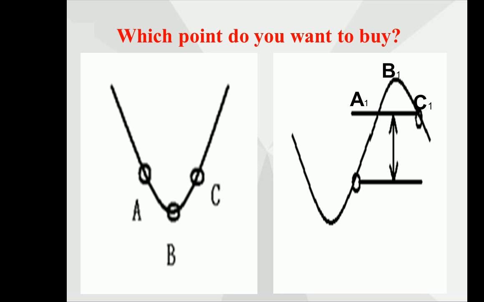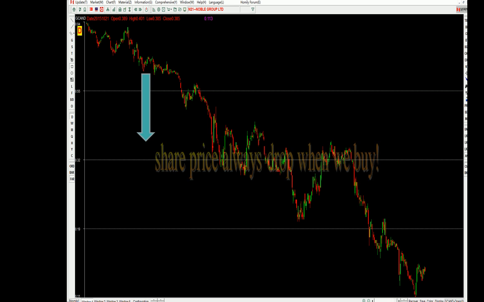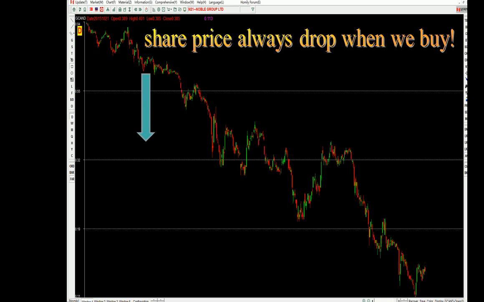If you know this theory, which method is good? Let's see this stock. Maybe this is most of our question: the share price always drops when we buy, right? So maybe you think when I buy the stocks, the price goes down, and when I sell the stock, the price always goes up. Why? Because you don't have the correct trading system. So the share price always drops when we buy.